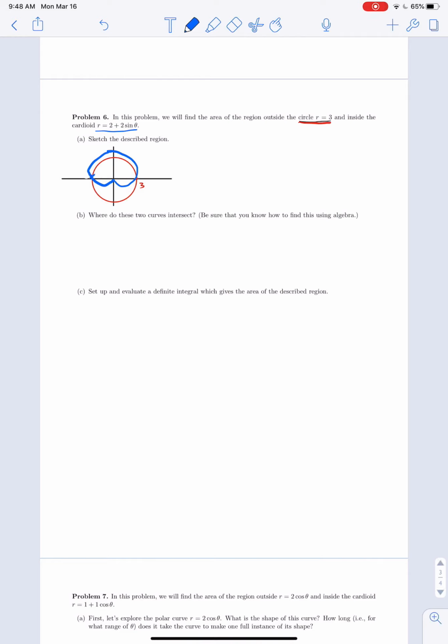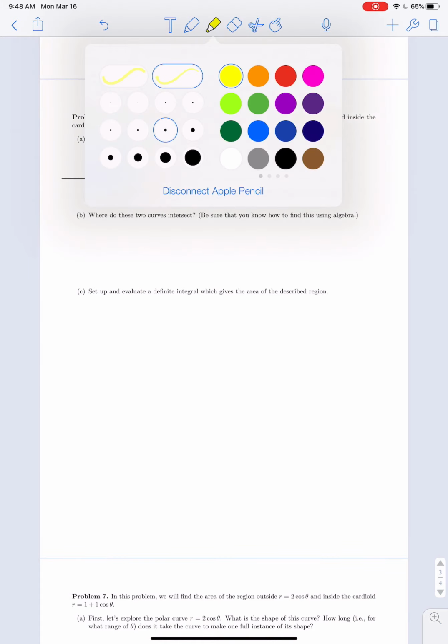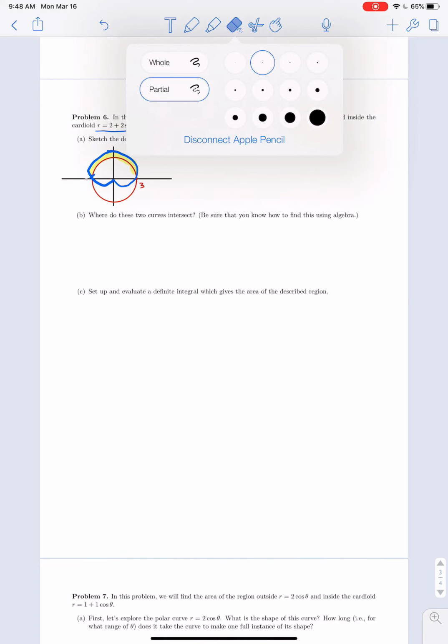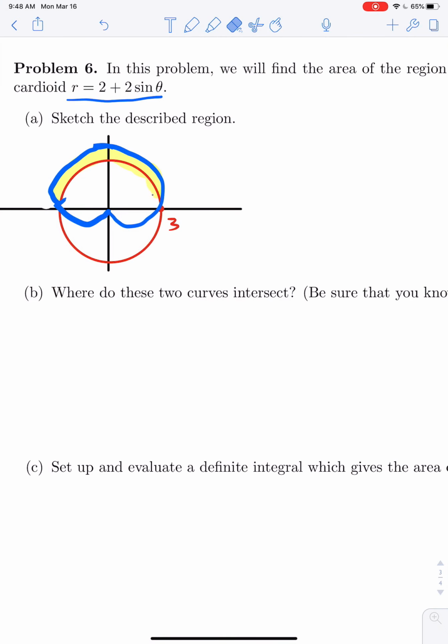Okay. So we want to find the area of the region between these two curves. So outside the red curve, but inside the blue. So that's just this little sliver in yellow that I just highlighted. And I colored outside the lines. So within the red and the blue.